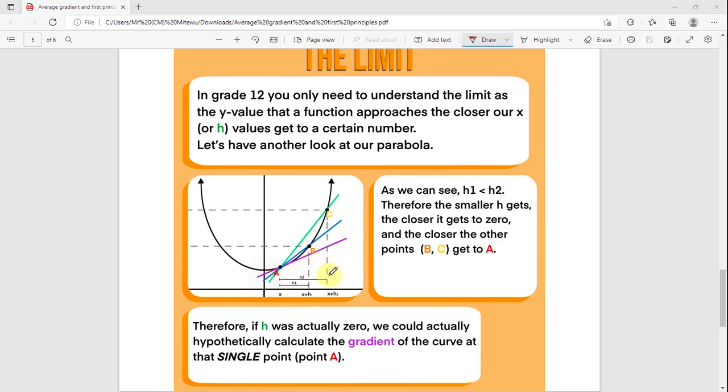Now, the x values of a and c, respectively. So you can see that if I were trying to find the instantaneous rate of change at the specific point A, this b value is a little closer to what point A is doing. Basically the average gradient of AB is closer to what I'm looking for as opposed to the average gradient of AC. So I need to keep making h smaller and smaller and smaller. Therefore, if h was actually 0, we could hypothetically calculate the gradients of the curve at single points.